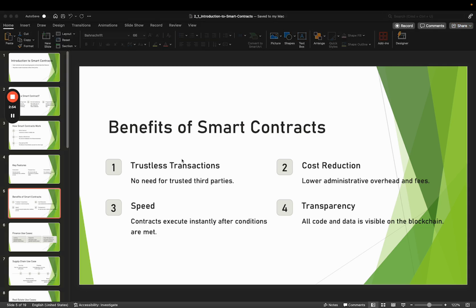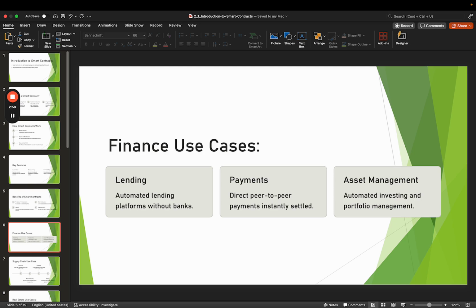Moving on to the use cases of smart contracts in finance. In finance, smart contracts streamline processes like loan issuance, insurance claims, and trading. For instance, in trading, a smart contract can automatically execute trades when certain conditions are met, reducing the risk of human error and increasing transaction speed. It also automates lending platforms without banks because in today's world, banks cannot be trusted. And also enhances direct peer-to-peer payments, instantly settled.